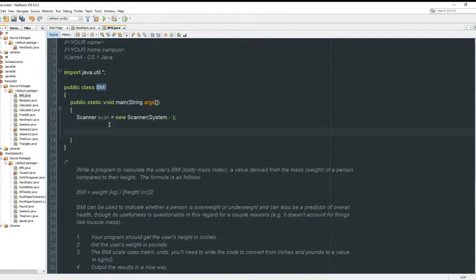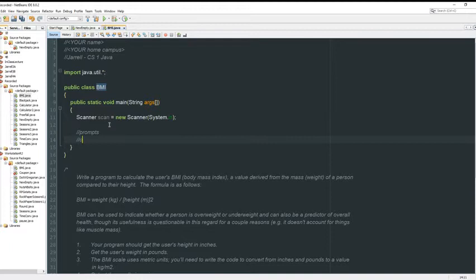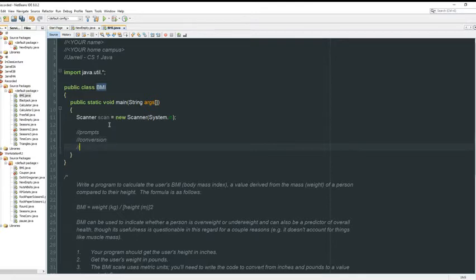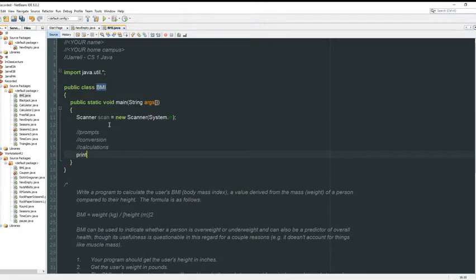We've actually got 4 little steps we have to do. So we have to do our prompts. Then for this problem, we have to do our conversions. Then we'll do our calculations or our math, and then we'll do our print statement.